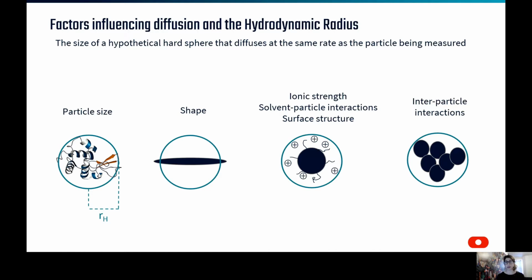The addition of ions and changes to the ionic strength can also affect particle diffusion by altering the thickness of the electric double layer. So the larger the ion concentration, the more compressed the double layer of ions around the particle will be, which increases the speed of diffusion and decreases the hydrodynamic radius, while lower ion concentrations are going to expand that electric double layer, decreasing the diffusion of the particle and increasing the radius. And then lastly, concentration-dependent particle interactions can force particles to clump together, which also increases their apparent radius.